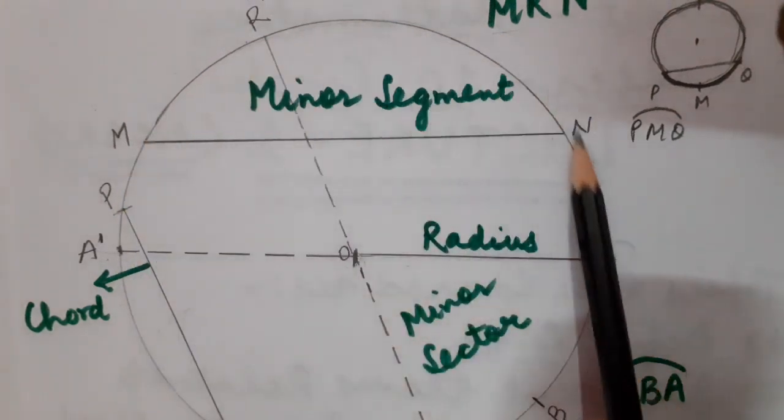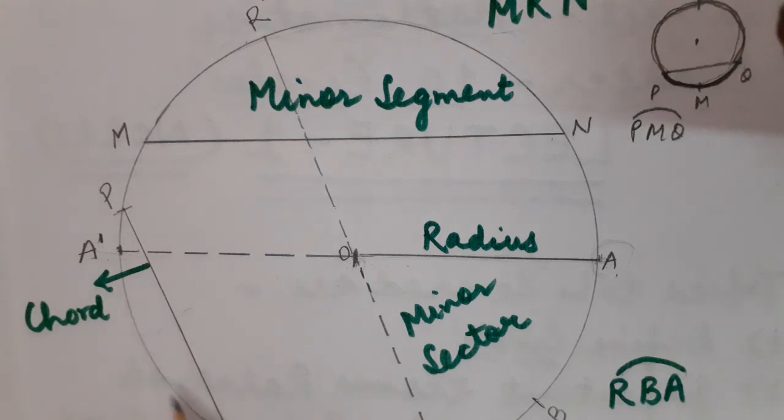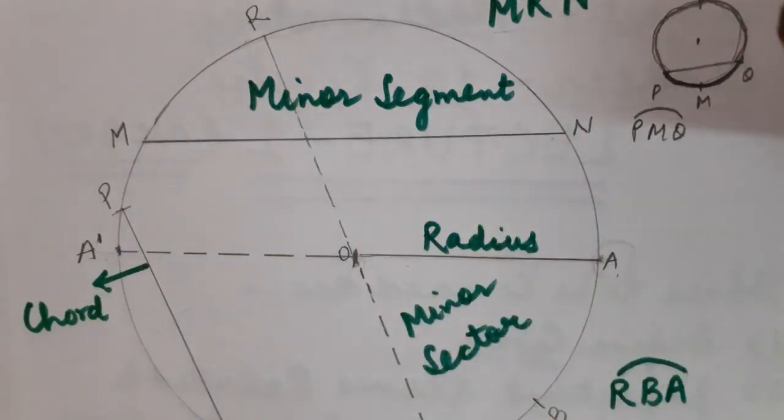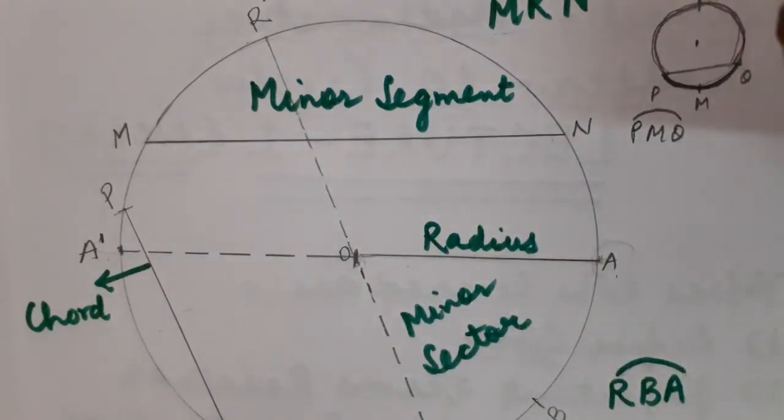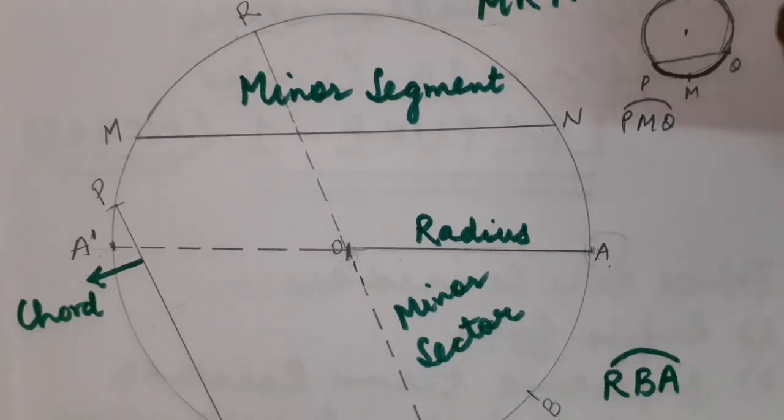Now next comes circumference of a circle. Circumference of a circle is nothing but the boundary of the circle. Or we can say the length of the complete circle is called the circumference of the circle. Correct, students?